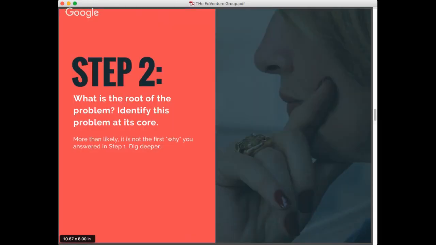You identify the root of this problem at its core. So for CS Adventure, the root problem that we were facing with getting girls involved in computer science was psychological barriers and the unconscious biases presented to them towards STEM and computer science from their parents and their teachers. So this is really a full-scale project.